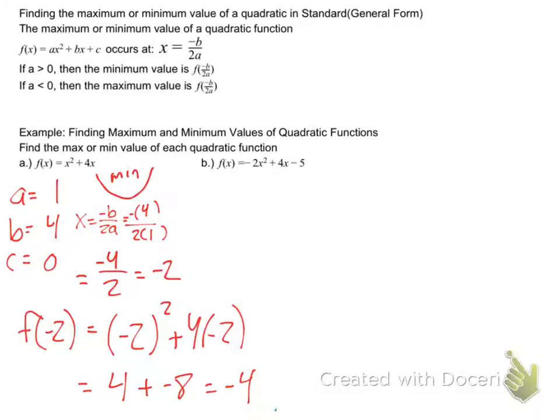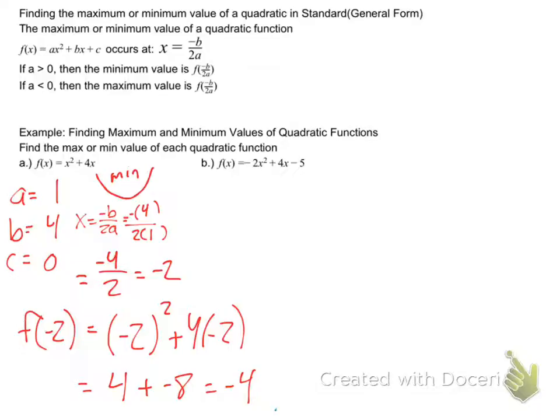Does that answer our problem? Why not? It says find the max or min value of each quadratic function. Technically, negative 4 is the answer, right? If I had this problem in the book, and I looked in the back, that's what it's going to say. It's just negative 4.